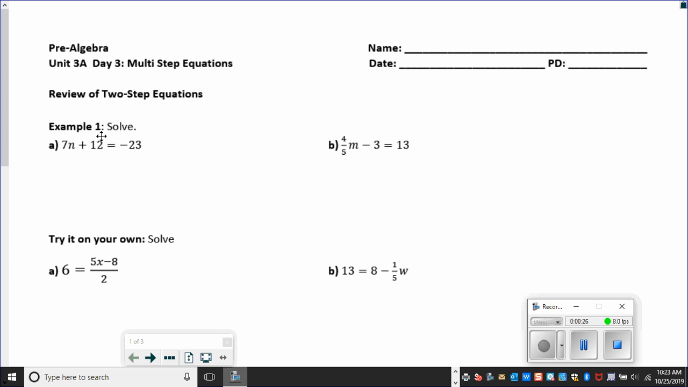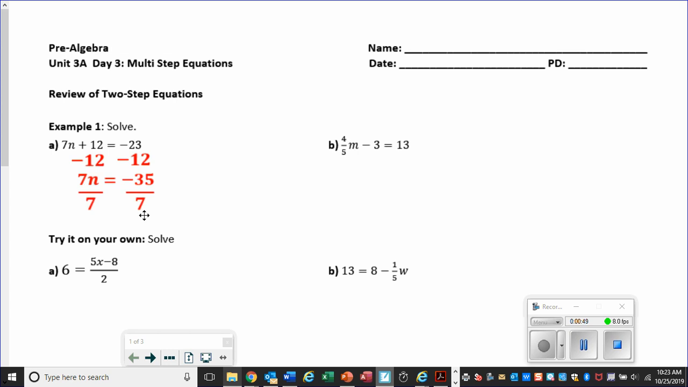When you're trying to solve a two-step, you want to get rid of the constant first, and then you can undo whatever's happening to the variable, okay? So for example 1, we're going to go ahead and subtract 12 from both sides first, so the 12s will cancel out. We got to do it to both sides. So now we have 7n equals negative 35. Then we can divide both sides by 7, which will cancel out, so n equals negative 5.